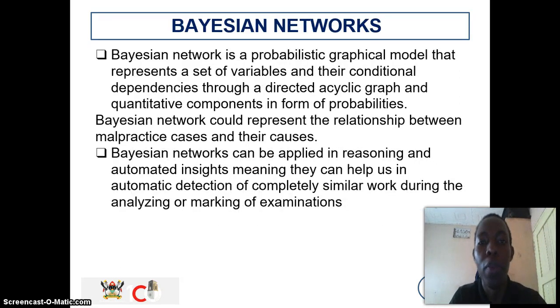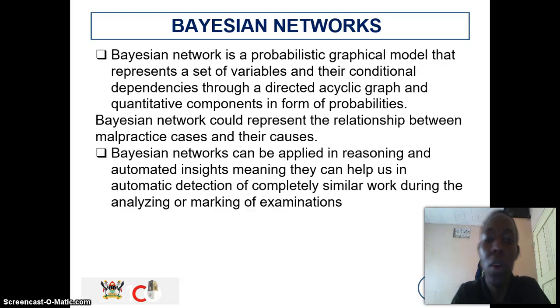And we have what we call the Bayesian networks. A Bayesian network is a probabilistic graphical model that represents a set of variables and their conditional dependencies through a directed acyclic graph and quantitative components in the form of probabilities. So Bayesian networks have two components. It has the quantitative components, where we calculate the probabilities, and it also has the qualitative components, where we use a directed acyclic graph to calculate and predict the upcoming events.